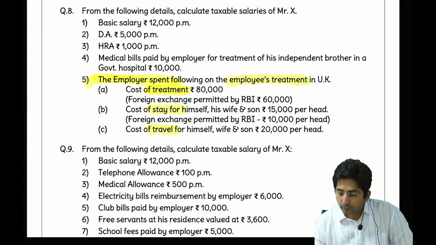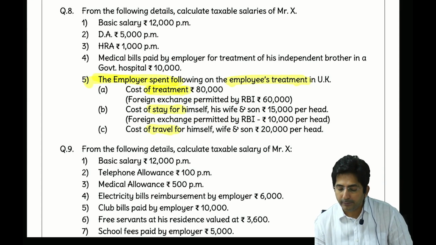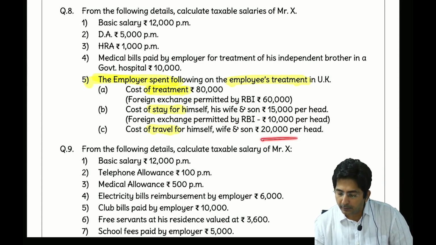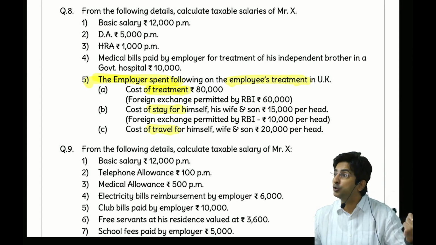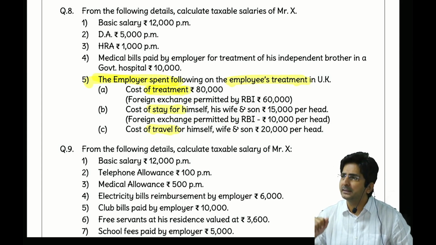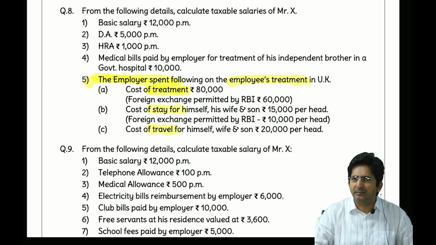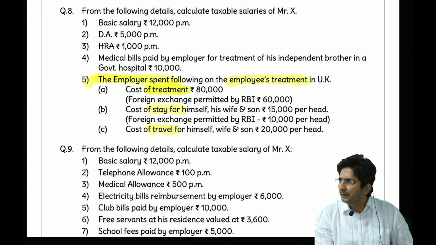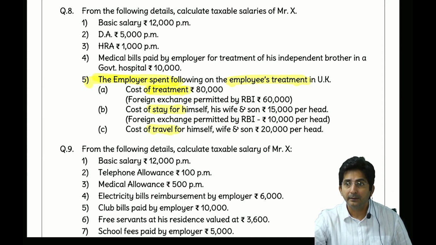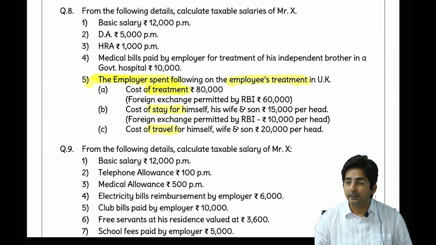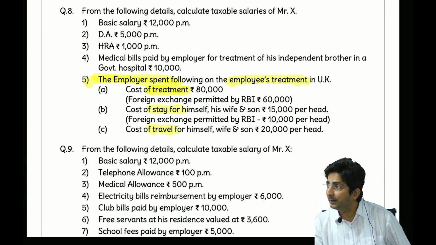Then, how will you write benefit of travel? Who is traveling? Himself, wife, son, 20,000 per head. See, 20,000 is the amount of enjoyment. Tell me why I am calling this enjoyment? You are supposed to pay from your pocket. The company is giving. And whenever your expenditure is saved, that is also a benefit. Even that can be taxed. So, but here it is fully exempt, but only for the patient and one attendant.